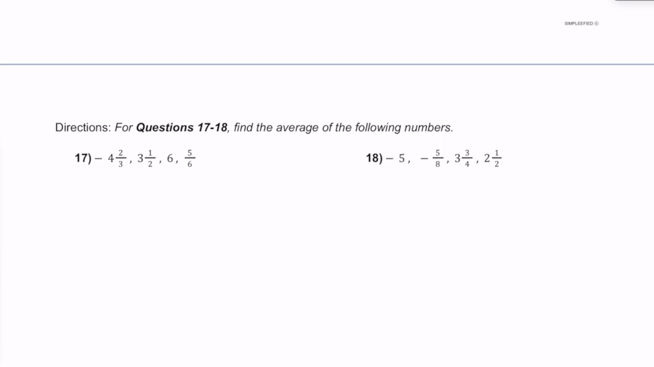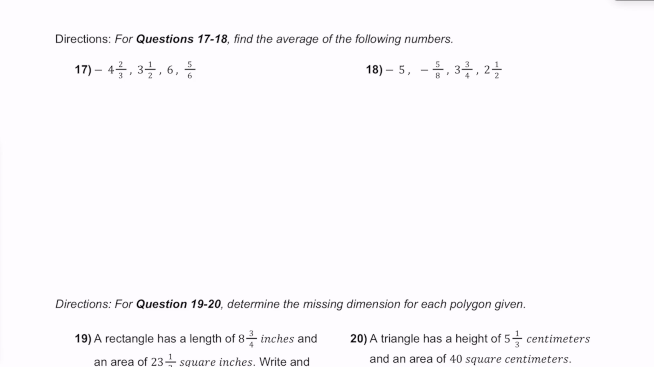For number 17 and 18, let's go ahead and see if we can find the average of each of these following expressions or numbers. Average, keep in mind, we're just going to be adding up all the values that we have and then dividing by the number of numbers that we have. So in number 17, looks like we have 4 different values. So let's go ahead and find the sum of these values, then divide that by 4.